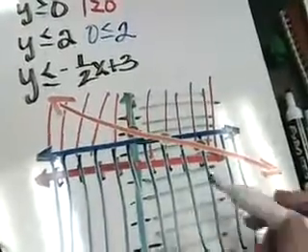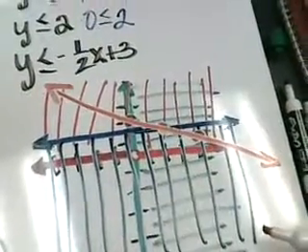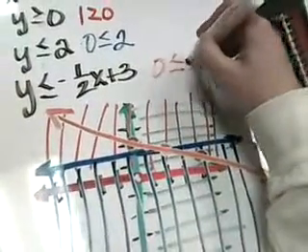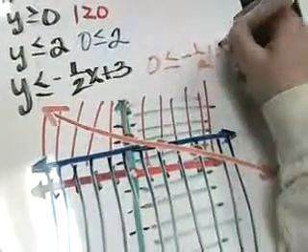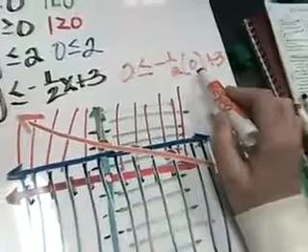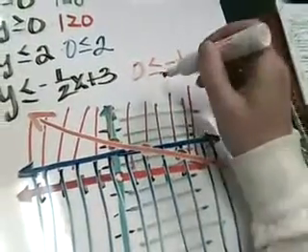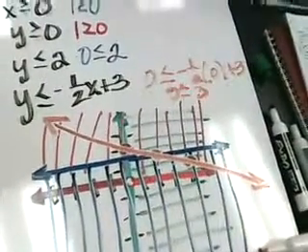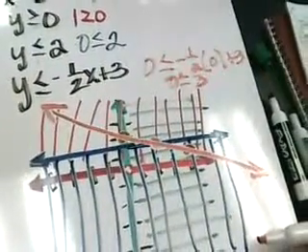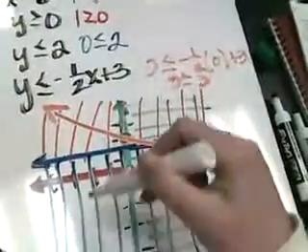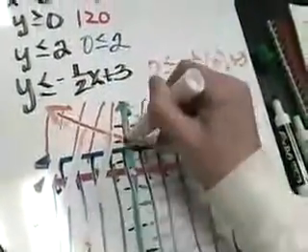Then I need to pick a point. I can pick 0, 0 because he's not on my line. Is 0 less than or equal to negative 1/2 times 0 plus 3? Well, this side, negative 1/2 times 0 is 0, plus 3 is 3. Is 0 less than or equal to 3? Yes, it is. 0 is less than or equal to 3. So that means this worked. So I'm going to shade on this side of my line.